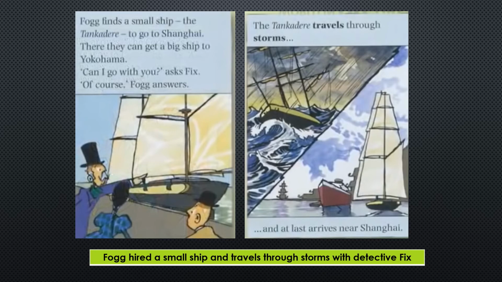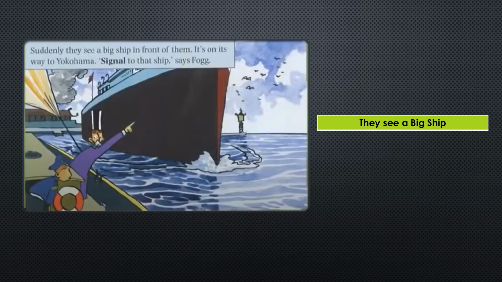The ship travels through storms and at last arrives in Shanghai, where suddenly Mr. Fogg sees a big ship in front of them, which is on its way to Yokohama, and signals that ship to stop.